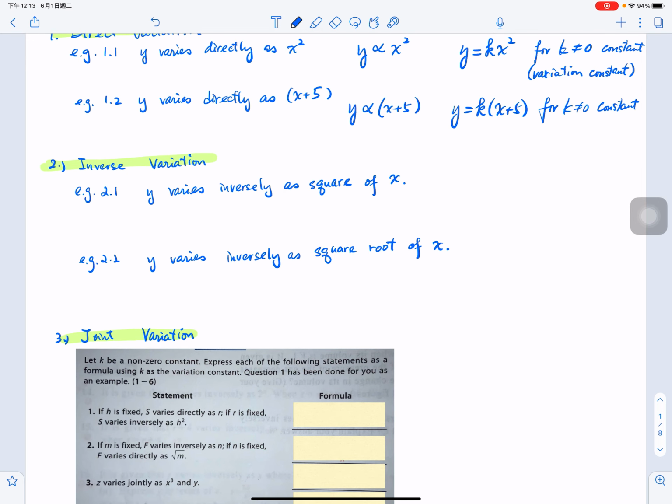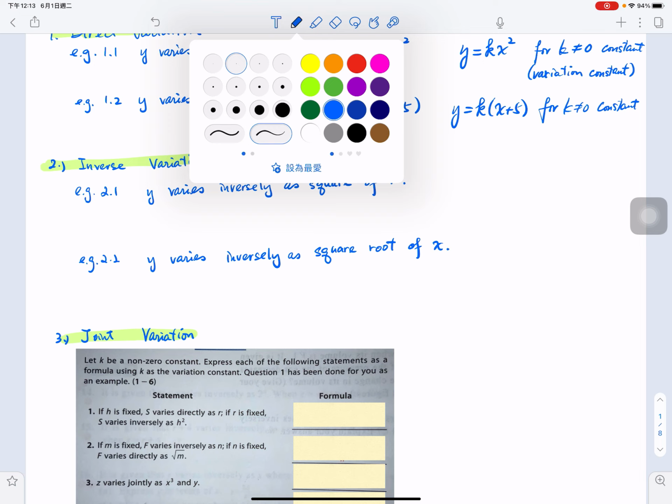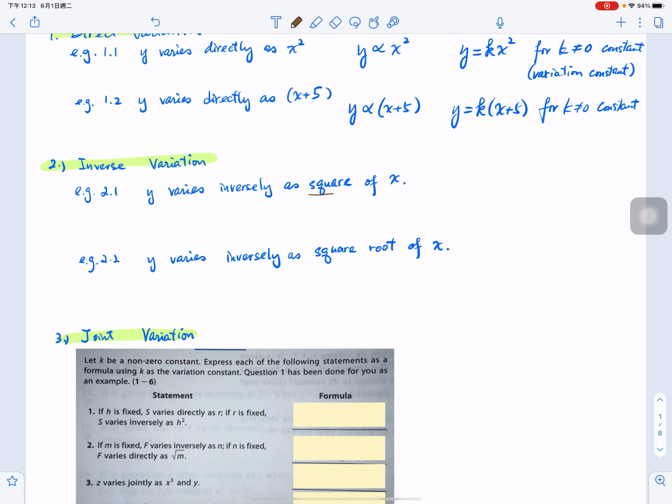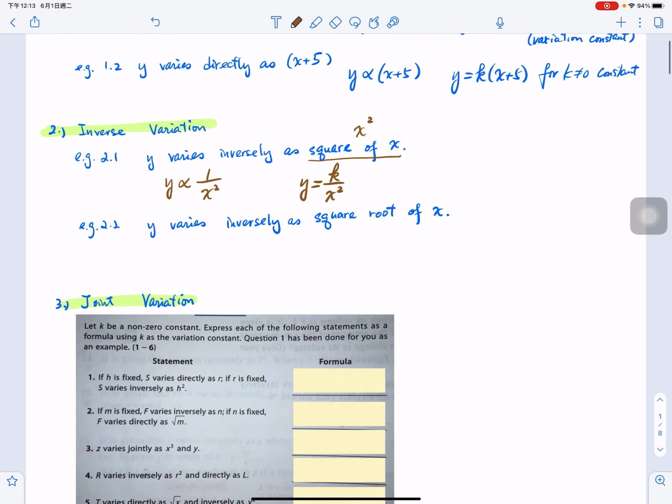The second kind, inverse variation. Okay, y varies inversely as the square of x. That means the square of x. So y varies inversely, that means we can write as this. 我哋可以咁樣寫啦。And if we write as equal sign with the variation constant, that means y equals k over x square. K over x square. Okay?